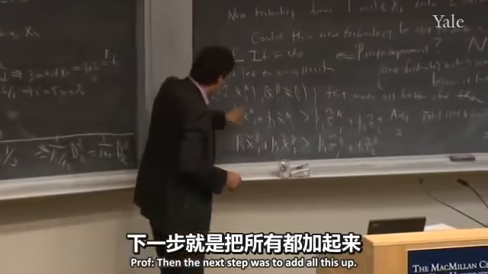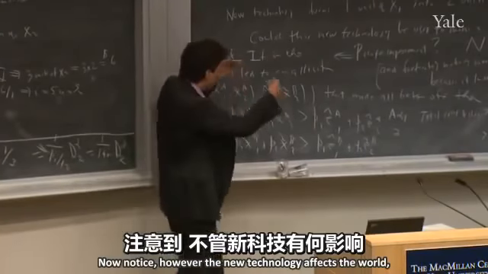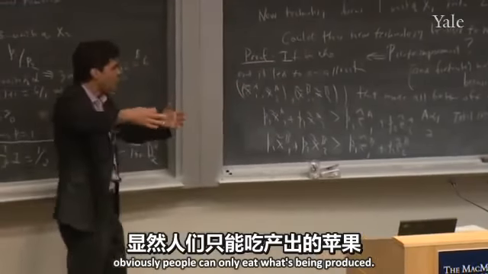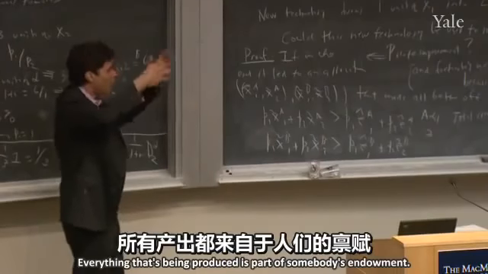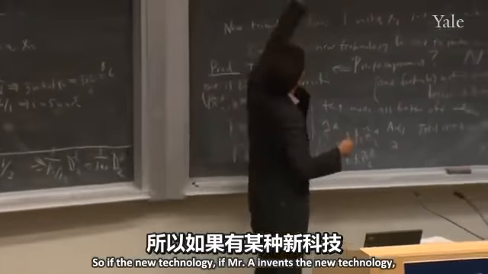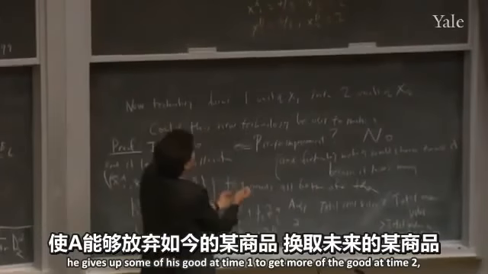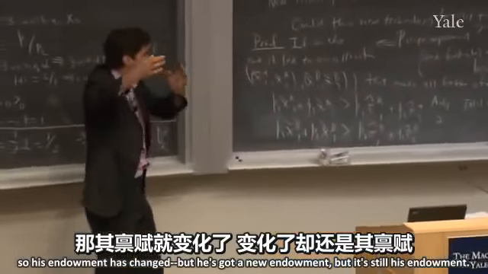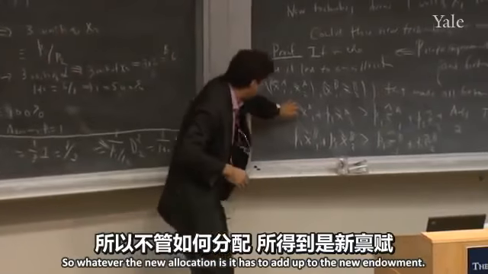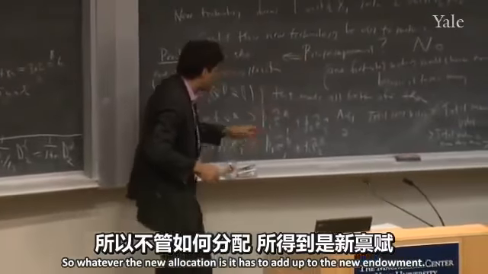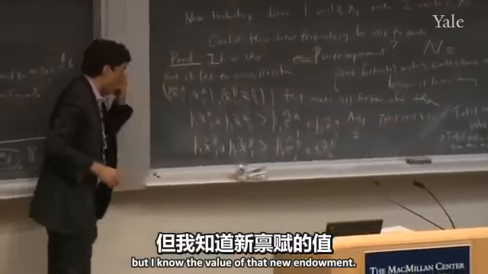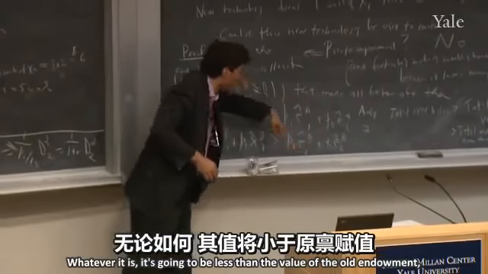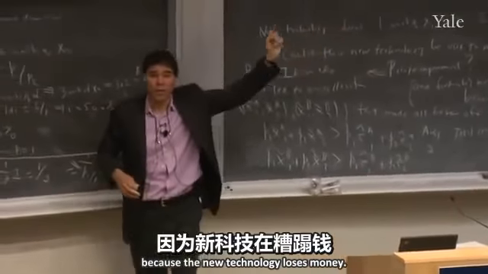Okay, then the next step was to add all this up. Now notice, however the new technology affects the world, obviously people can only eat what's being produced. Everything that's being produced is part of somebody's endowment. So if Mr. A invents the new technology, he gives up some of his good at time 1 to get more of the good at time 2. So his endowment has changed, but it's still his endowment. So whatever the new allocation is, it has to add up to the new endowment. Now I haven't even bothered to write down the new endowment. But I know the value of that new endowment, whatever it is, is going to be less than the value of the old endowment, because the new technology loses money.